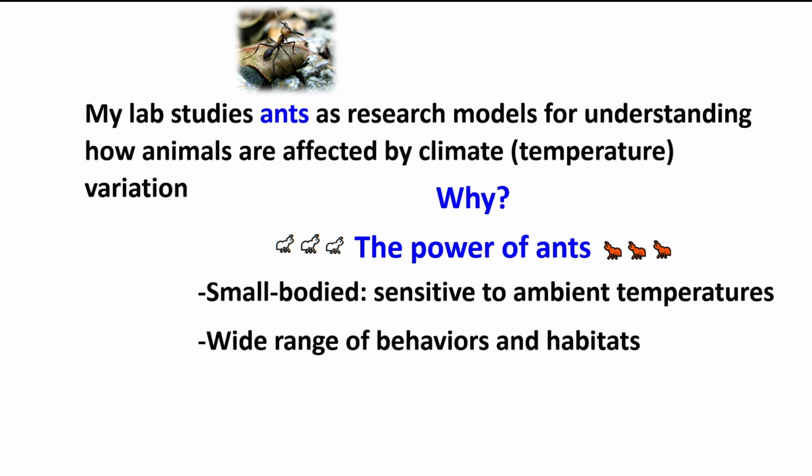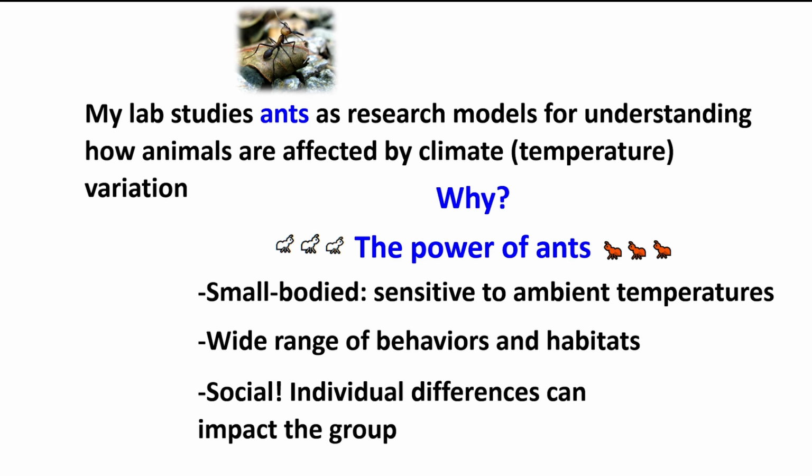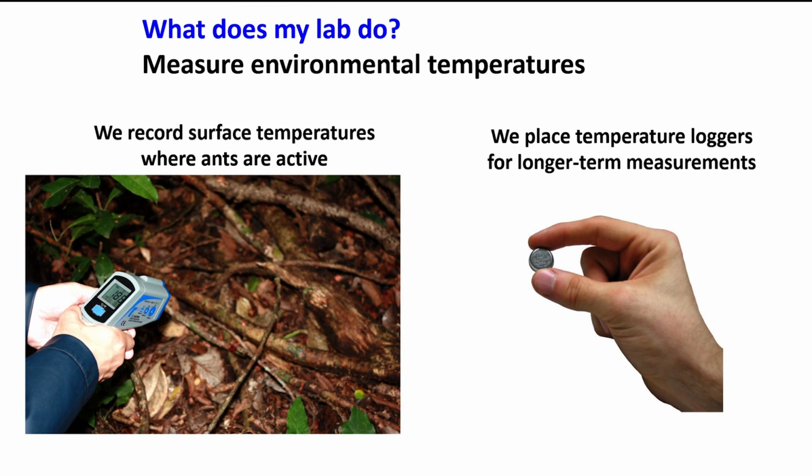And ants are also social. And this is going to be important at the end of the talk when we explore how individual differences can impact the social group. So what does my lab do? One of the things that's important to the data that I'll be talking about today is we measure environmental temperatures. And we both record temperatures on the surface where the ants are active, and we can also place small temperature loggers that will record temperatures over longer periods of time at different places in the environment.